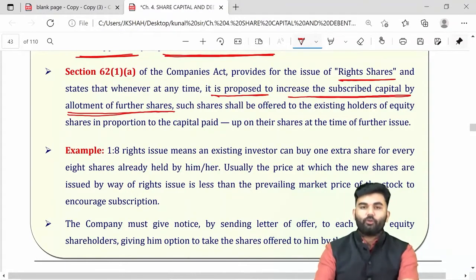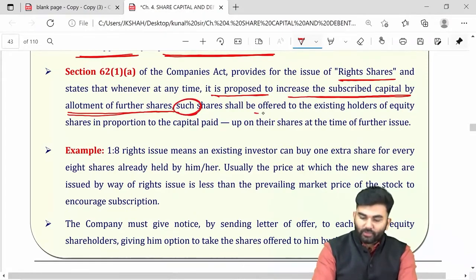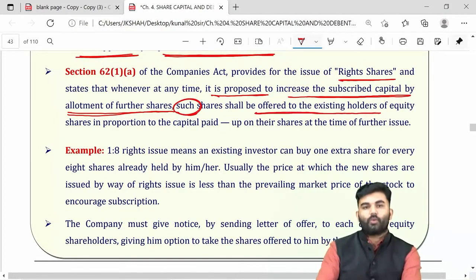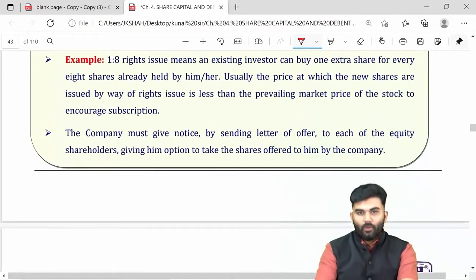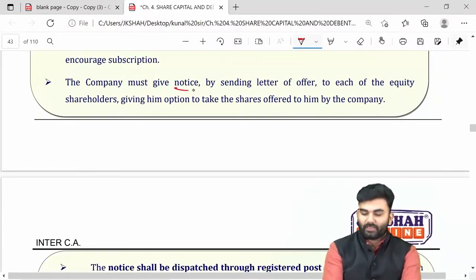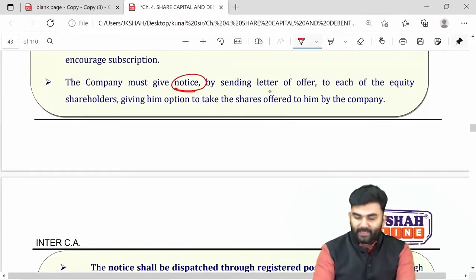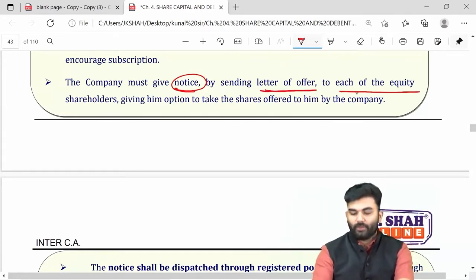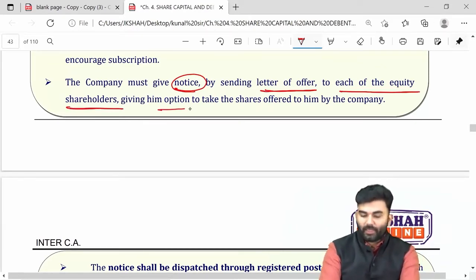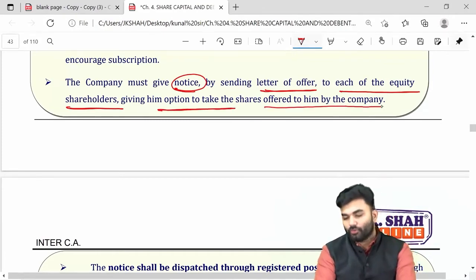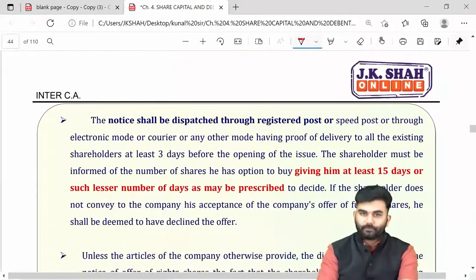The company over here will be allotting further shares. Such shares which are being further allotted shall be first offered to the existing equity shareholders. Over here, the company will first give a notice to the existing equity shareholders by sending them a letter of offer. Such letter of offer will be given to every equity shareholder, wherein it is up to that equity shareholder whether he wants to accept the offer or not.